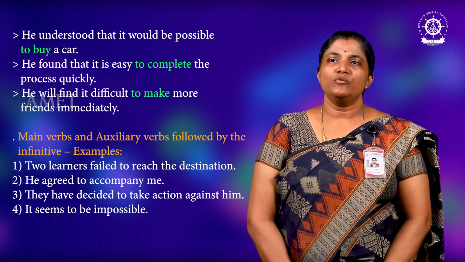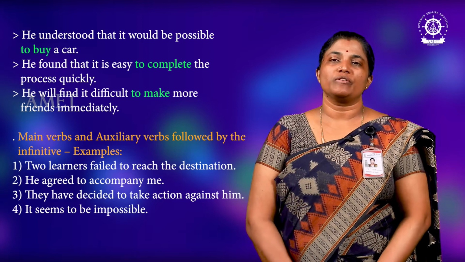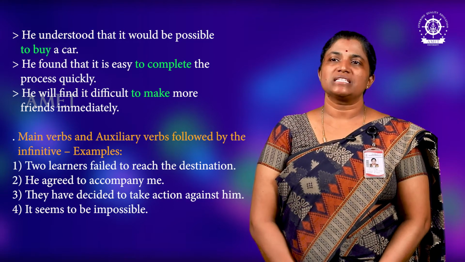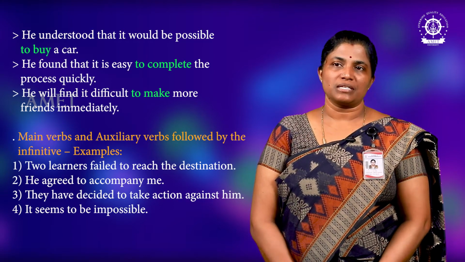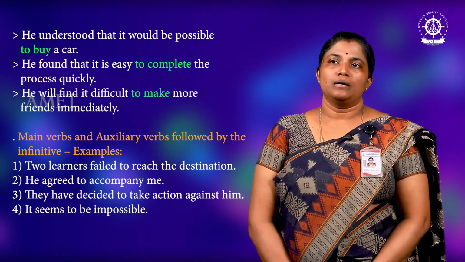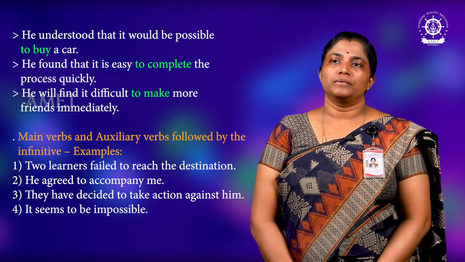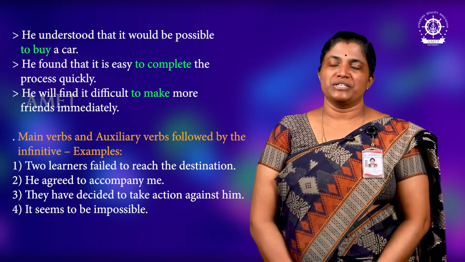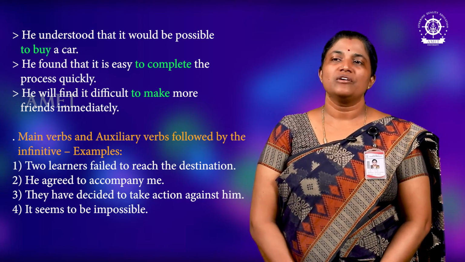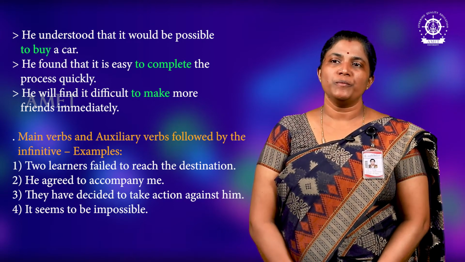Main verbs and auxiliary verbs followed by the infinitive. So the main verbs and the auxiliary verbs can also be followed by infinitive. Examples: two learners failed to reach the destination. Two learners is the subject, failed is the verb. Here, to reach the destination. Two learners failed to reach the destination. He agreed to accompany me.